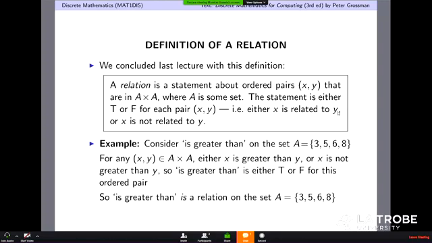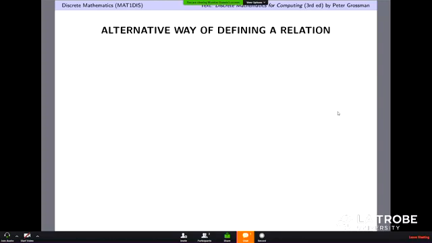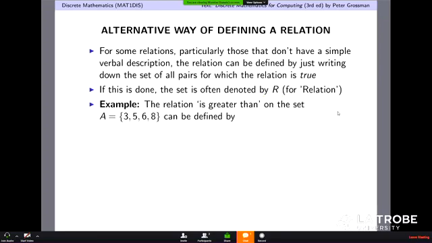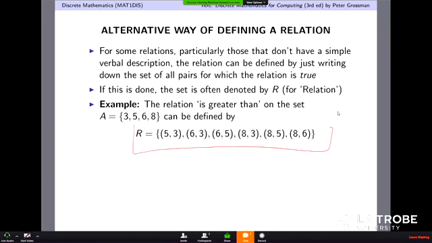Okay, and we categorize that relation as well. So alternative way of defining a relation. For some relations, if we don't have a simple verbal description, the relation can be defined by just writing down the set of all pairs. The set is denoted by R for relations. And for example, is greater than on the set A can be defined by, so exactly the example I gave on the previous slide. And so you put all those ordered pairs together to define the relation.